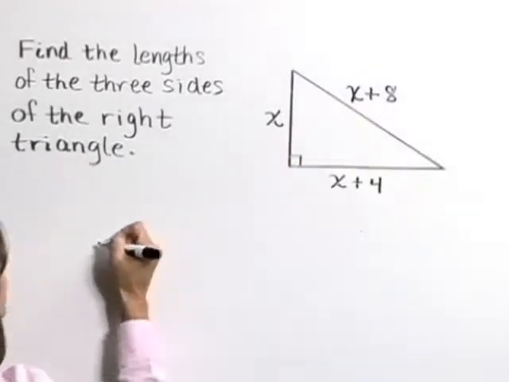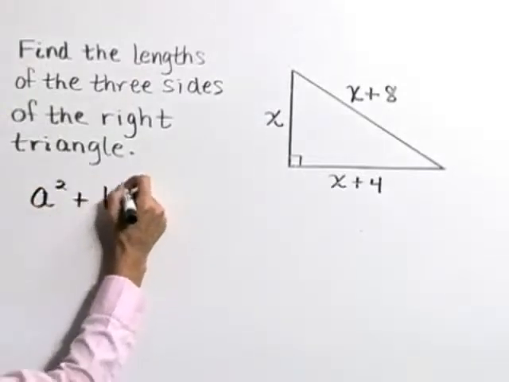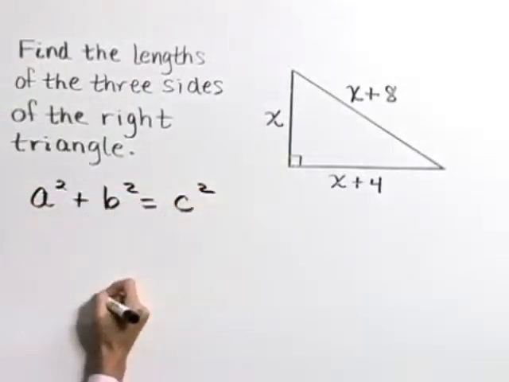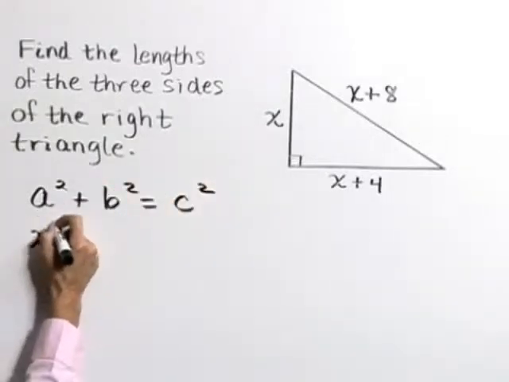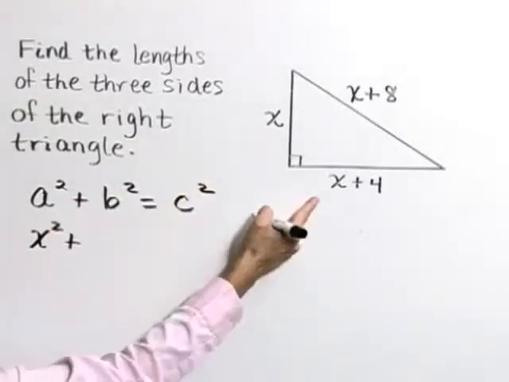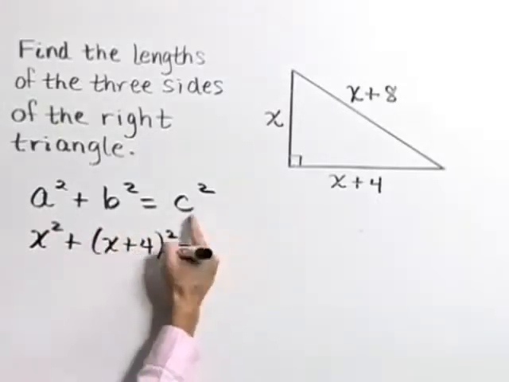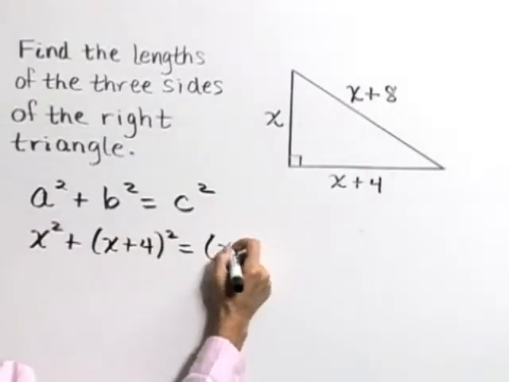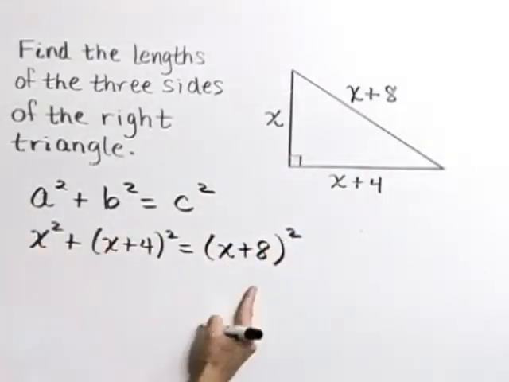squared plus leg squared is hypotenuse squared. Or you might think of that as a squared plus b squared is equal to c squared. Well, let's let a be that variable x, b be x plus 4, and c be x plus 8. So we have our equation in terms of x.